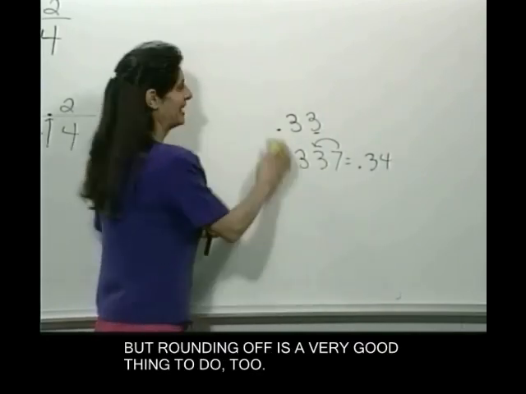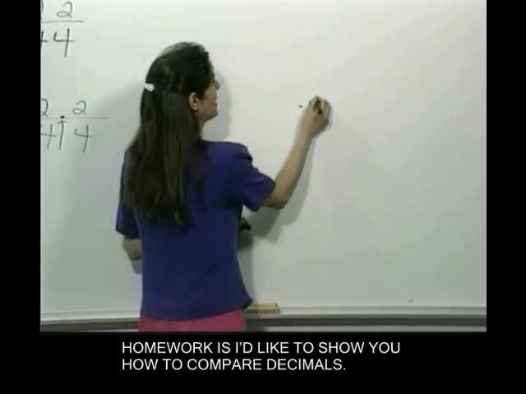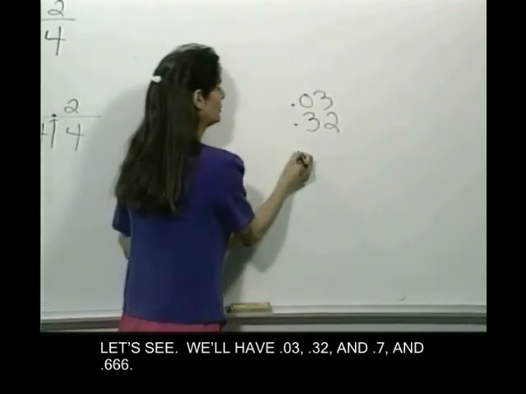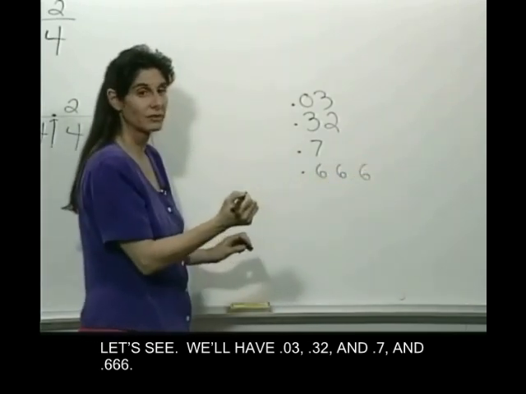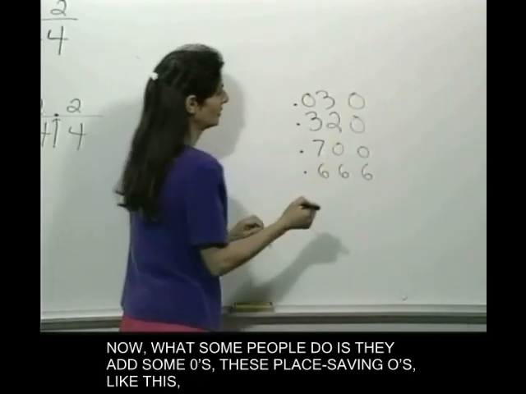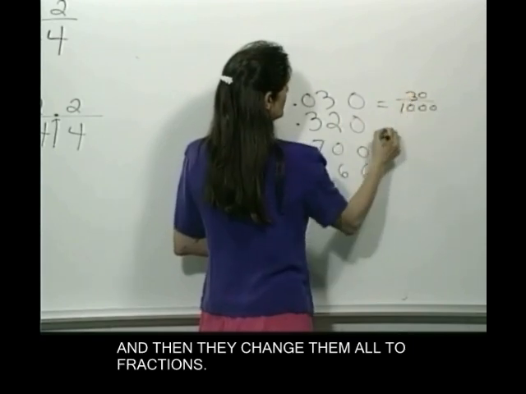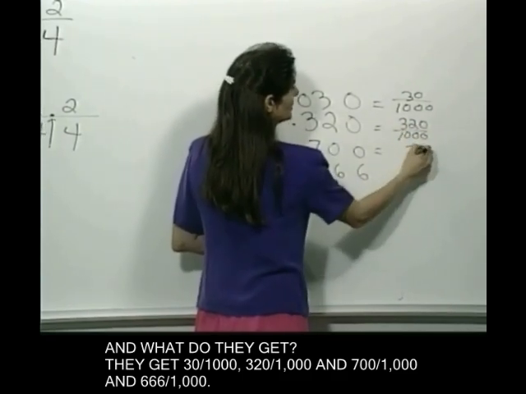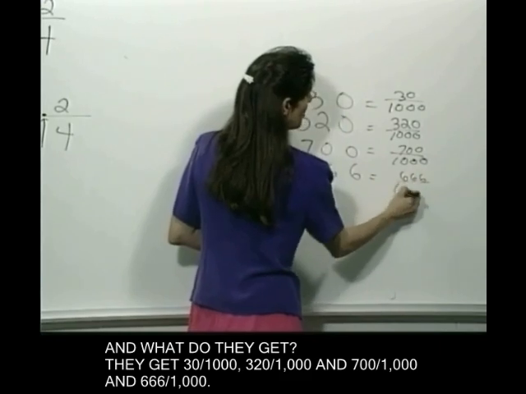Now, one last thing I want to show you before you do your homework is I'd like to show you how to compare decimals. Let's see, we'll have 3 hundredths, 32 hundredths, and 7 tenths, and 666 thousandths. Now, what some people do is they add some zeros, these place-saving zeros, like this, and then they change them all to fractions. And what do they get? They get 320 thousandths, and 700 thousandths, and 666 thousandths.